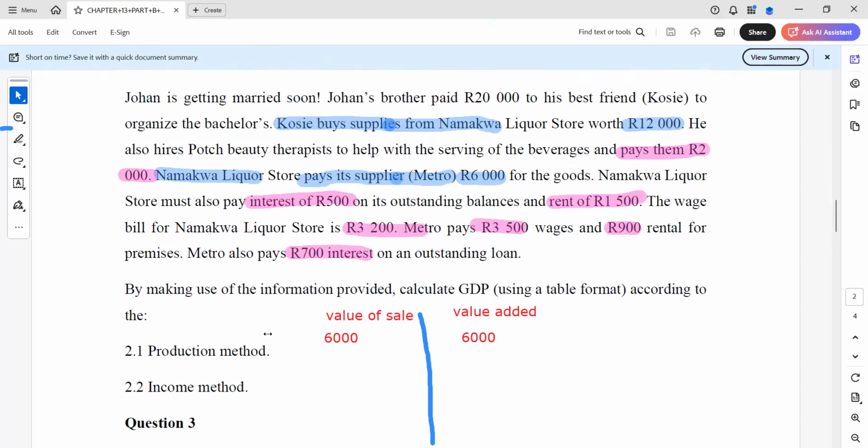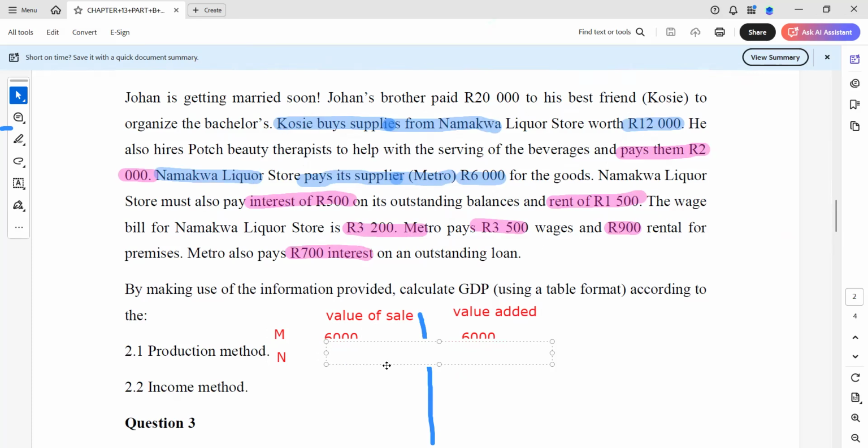Let me just write Metro here. I'm going to write M for Metro. So M receives 6,000 from Namakwa Liquor for selling these goods, and the value which is added is also 6,000. Then I'm going to write in here for Namakwa. Namakwa receives these goods and sells them to the customer, which is Koisi, for how much? For 12,000.